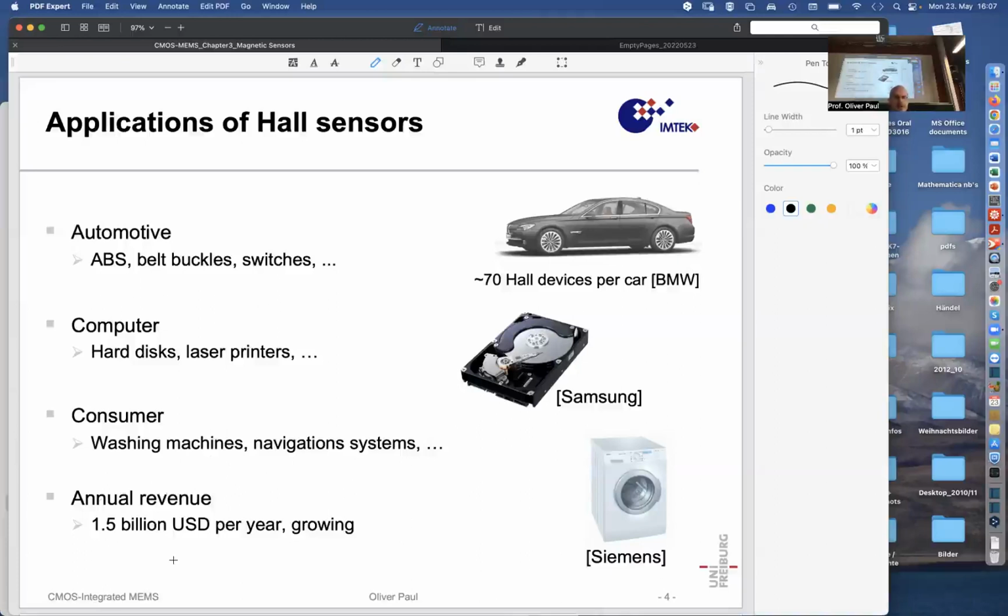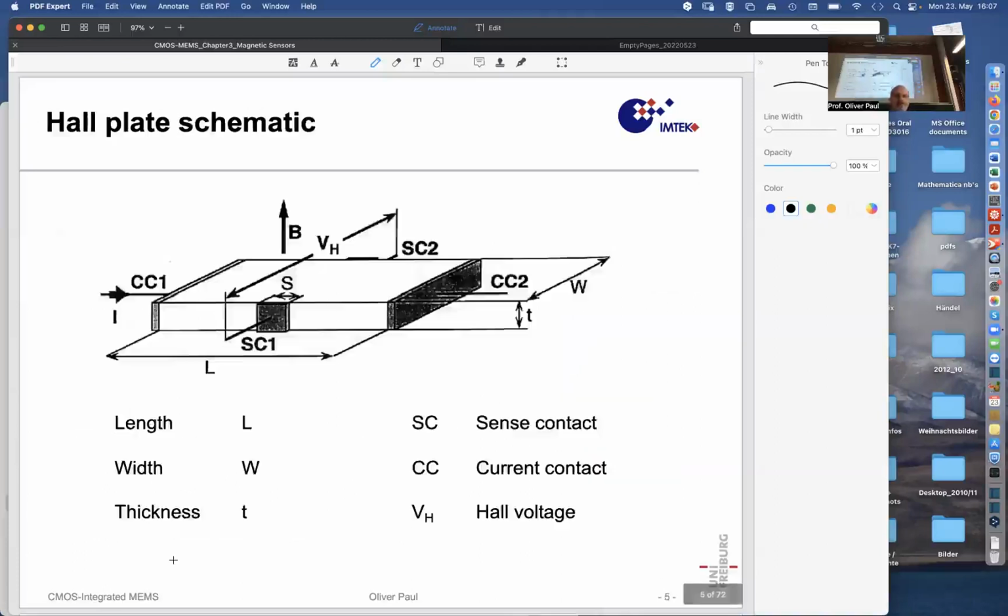Yeah, so that's a big business, and the Hall plate, which is shown in the books, usually looks somehow like that. It shows a plate of material, a little block, a cuboid with 4 sides, and this cuboid is crossed by a magnetic field B in the vertical direction. And on those 4 sides are contacts.